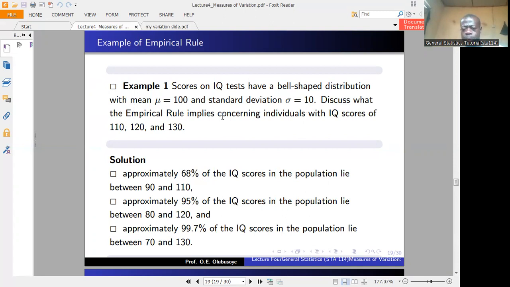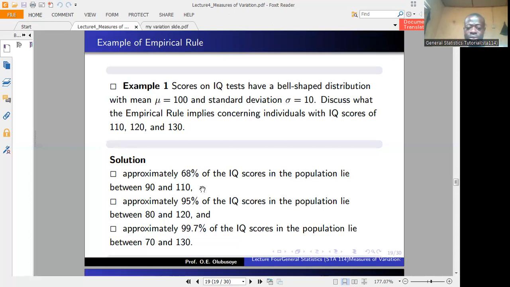Now, what does the empirical rule imply concerning individuals with IQ scores of 110, 120, 130? What can we say about them? For an IQ of 110, without even telling you, you would have known that they deviate by 1 standard deviation, because if you add 10 to the mean here, you are going to get 110. So if you subtract 10 from the mean and add 10 to it, you will have 90 and 110. So between 90 and 110, there will be 68% of them. You can say approximately 68% of the IQ scores in the population lie between 90 and 110.